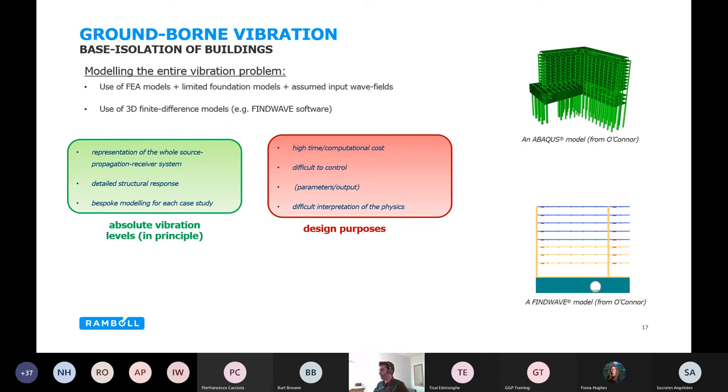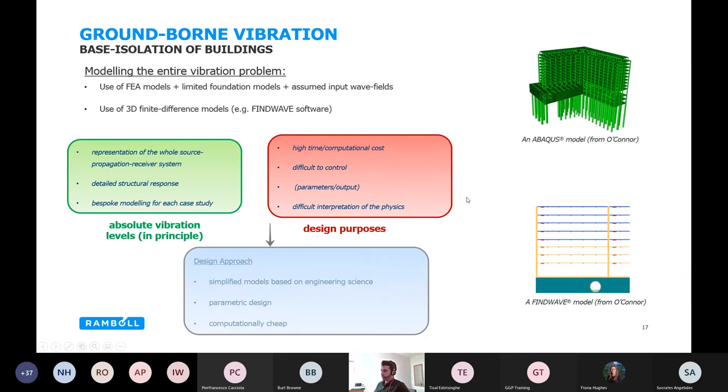Sometimes building up such comprehensive models is difficult to control due to the large amount of input parameters involved, and it can also be cumbersome to do the post-processing to look at specific response in the building. All this makes the interpretation of the physics behind the problem a little bit blurry. So the objective of my PhD was to come up with a design approach that would use simplified models based on engineering science and help the process of understanding the performance of the isolation at an early design stage.